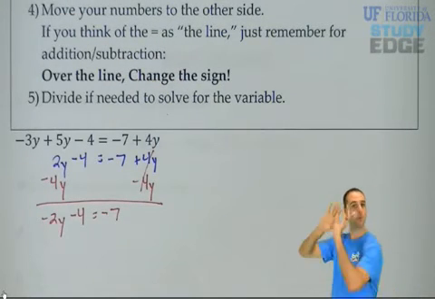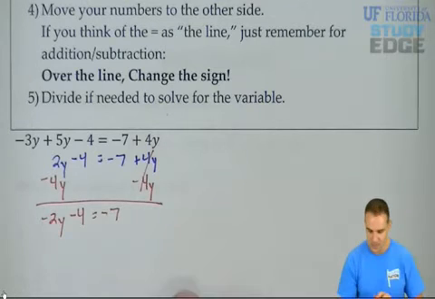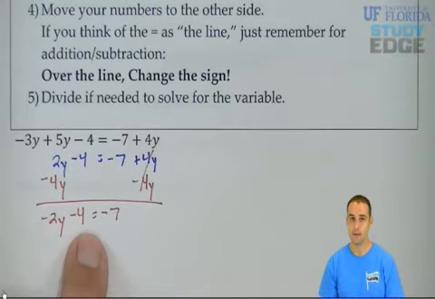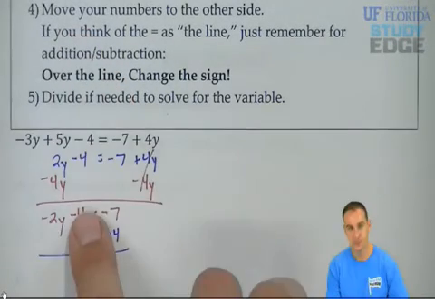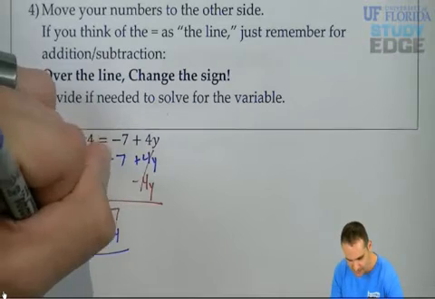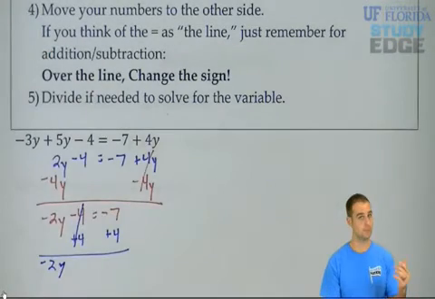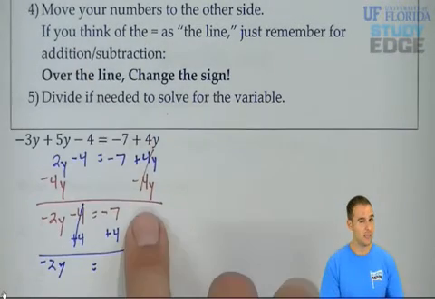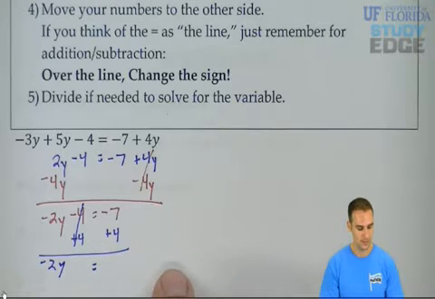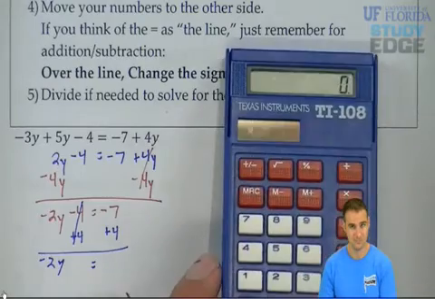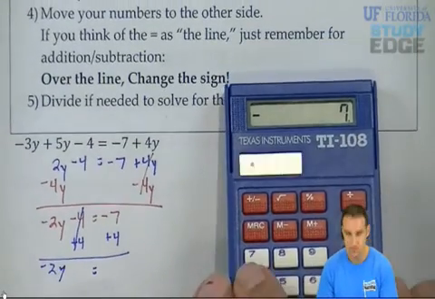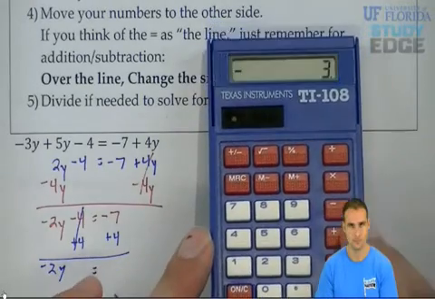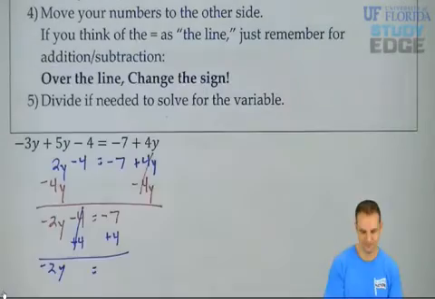I moved my variables to one side, now my numbers to the other. As I move my variables to the left, I want my numbers to the right. So that means I would add 4. The opposite of subtracting 4 would be adding 4 to both sides. Negative 2y. The 4's cancel. Negative 7 plus 4 is negative 3.